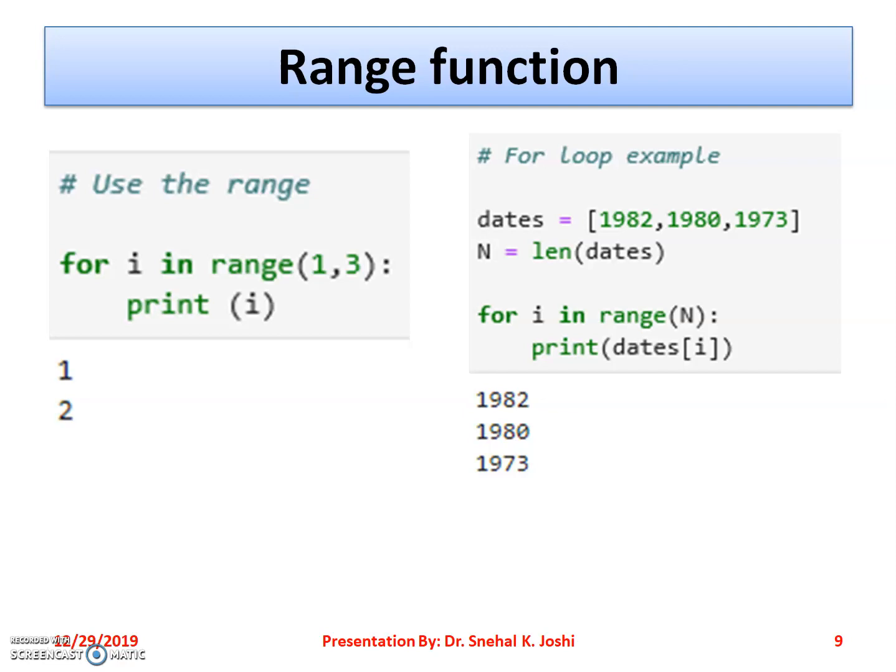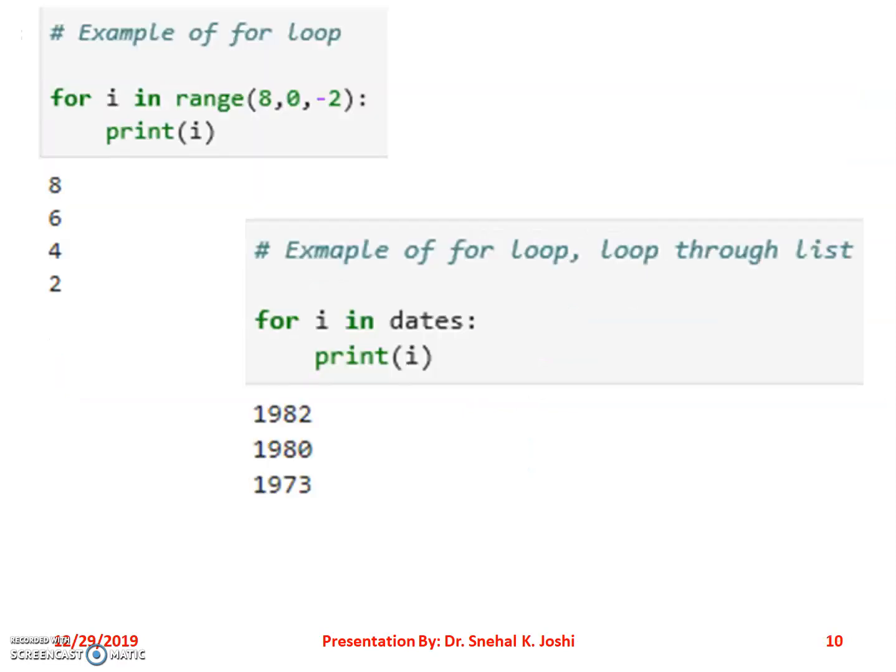Here a small example is given, and you can see that for i in range 1 to 3, print i, so it will display 1 and 2, because range will generate member data. So i will have member data 1 and 2. Okay. Here we have some more examples, and for the for loop, it is important to note that the range function is very important when we use a for loop.